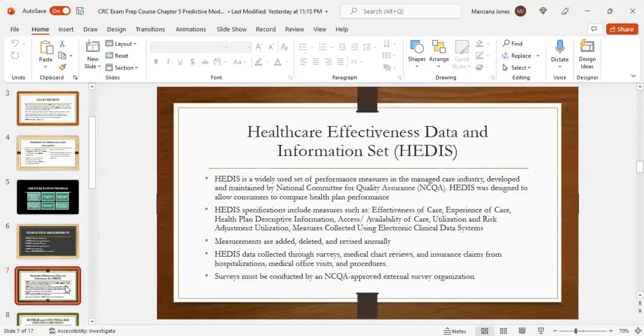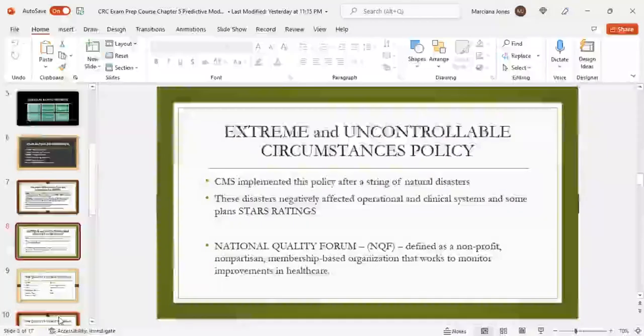Now, surveys cannot be done by that specific Medicare health plan. They have to be done by an outside or external organization, and that's conducted by the NCQA.